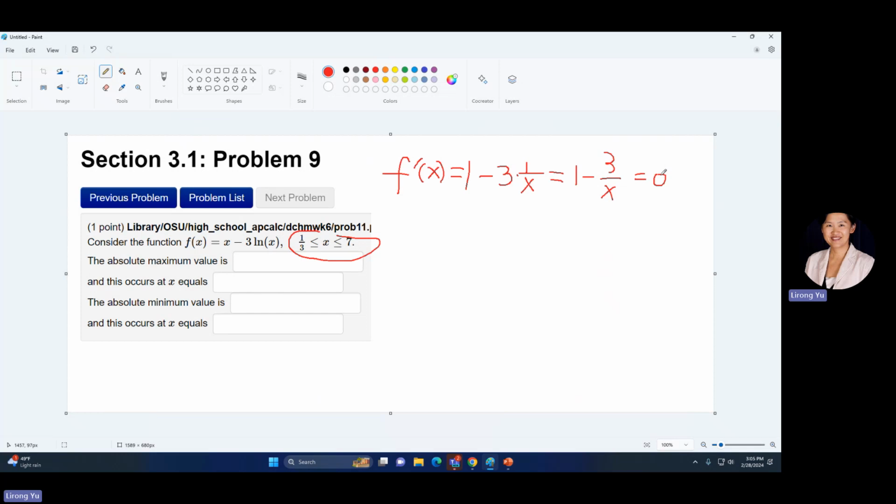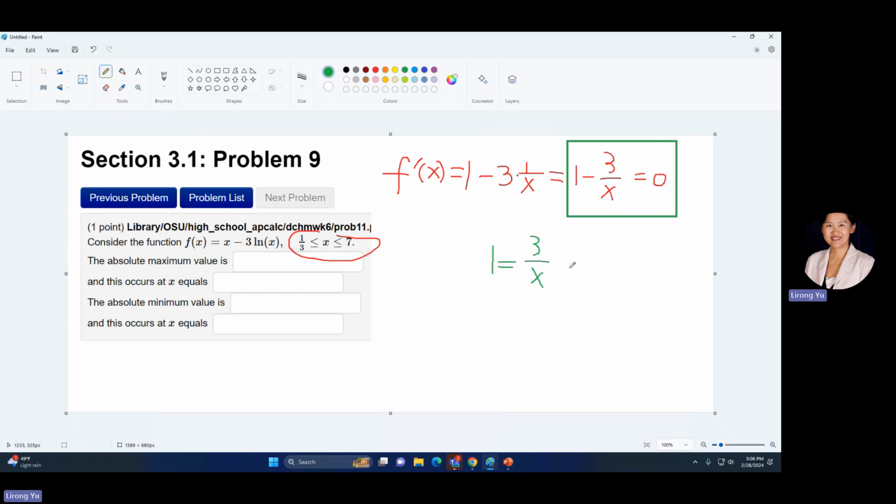The only critical point is when this equals 0. Always keep in mind the critical point is when the derivative equals 0 or when the derivative is undefined. So you always have to rule out the fact that this function might be undefined. It's defined all the time, so now we're solving this equation. Set the derivative equal to 0. In order to solve it, we can move one term to the other side of the equation. You have 1 equal to 3 over x.